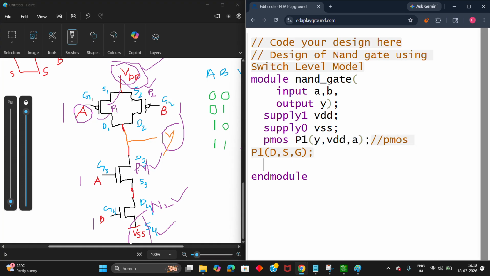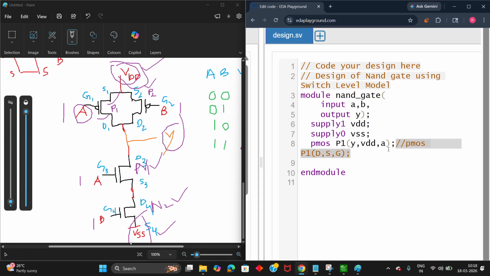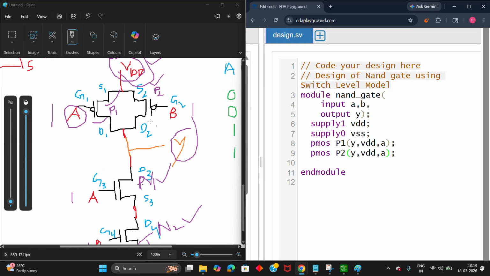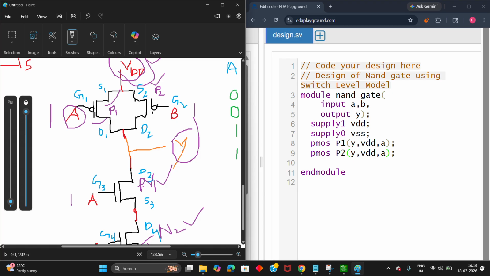This is a comment, a single line comment. Don't worry, even if you remove it, no problem. Let me copy this particular line and then create the P2 instance. These are the built-in primitives, and the instance name is P2. For the drain terminal of P2, what have we connected? We have connected Y again, so I am leaving the Y as it is.